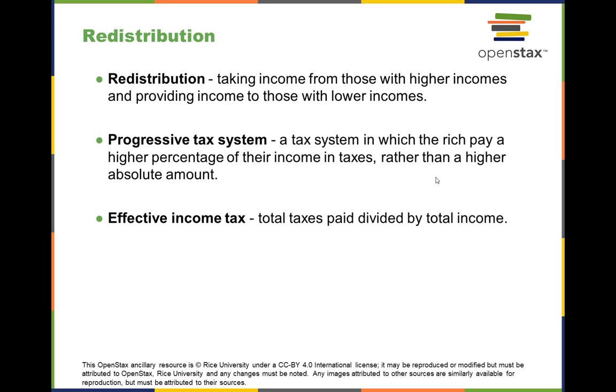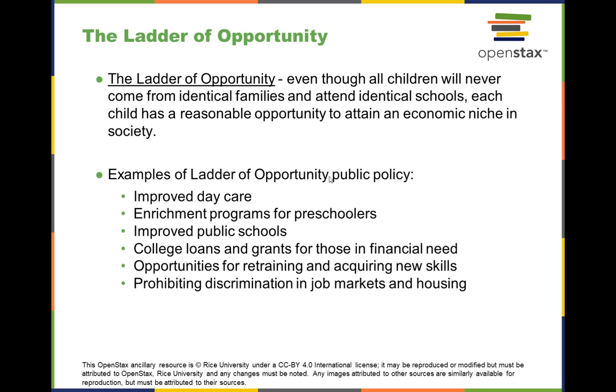And so they pay a higher percentage. Even if you have the same exact rate of 25%, obviously the richer would be paying more money. But the progressive tax system takes a higher percentage. So it takes even more from the rich.